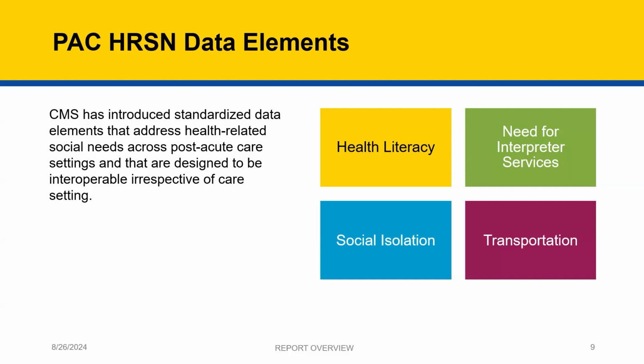First, we will cover background on the data sources used to generate results for the screen positive for health-related social needs indicator report. CMS has introduced 4 standardized data elements that address health-related social needs used across PAC settings. These are health literacy, need for interpreter services, social isolation, and transportation. These standardized data elements are designed to be interoperable, irrespective of care setting.